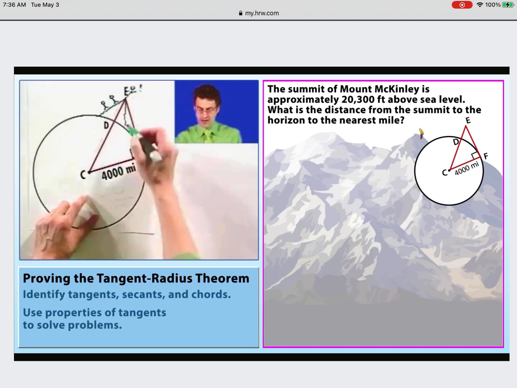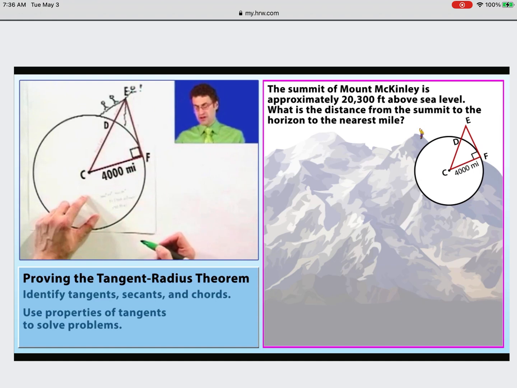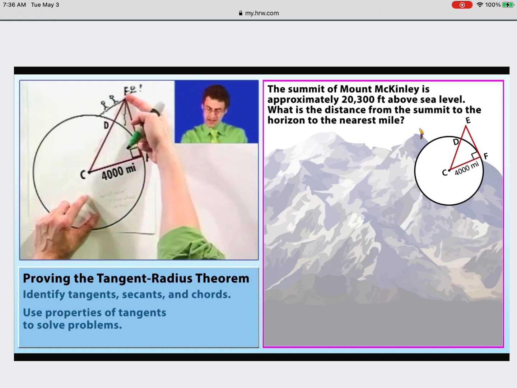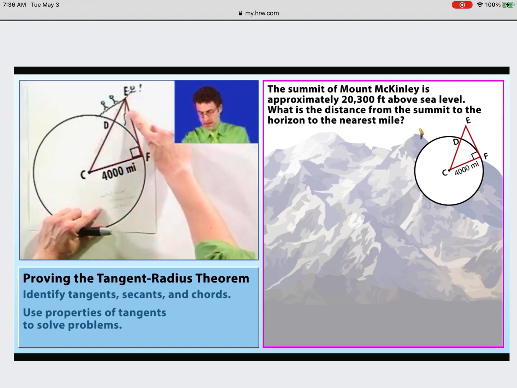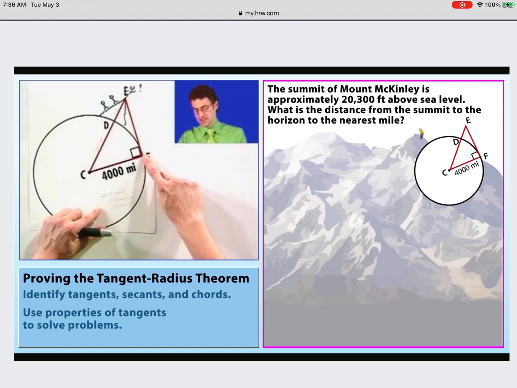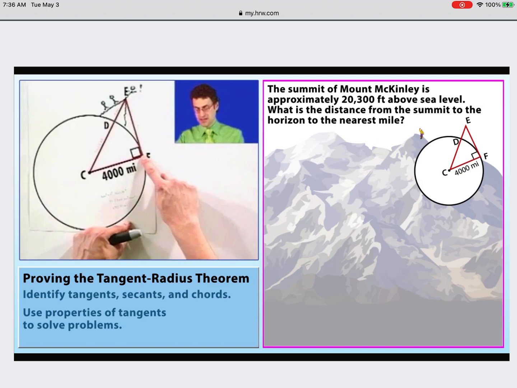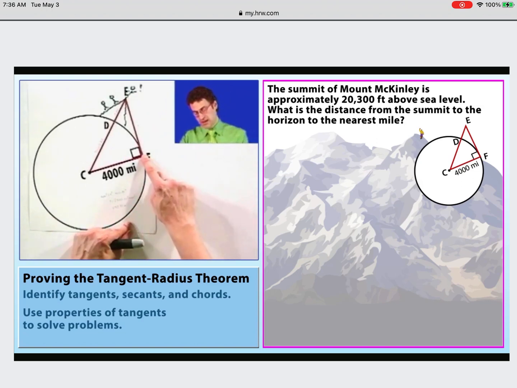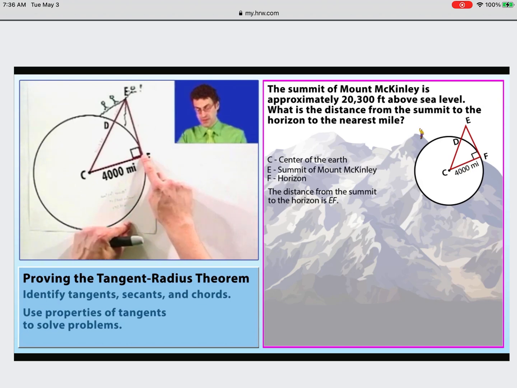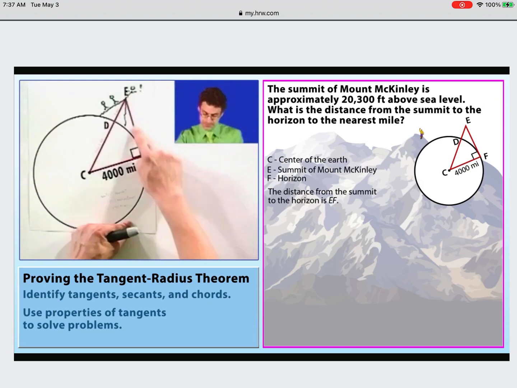And now the point is, after you climbed up there, you want to know the distance from where you're standing to the horizon. Well, you look out, and the furthest point on the horizon is going to be that very last point that you can see before the Earth starts to curve in and around. So it's that point, that's the horizon. So we want this distance right here.